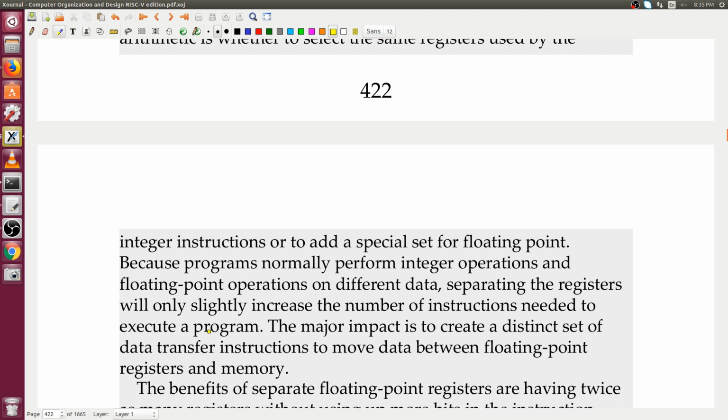So this basically says that most of the time when we're working on floating point numbers, we're going to be working on mixes of floating point numbers. And when we're doing lots of integer calculations, it's mainly integers and integers. So it makes sense in a lot of cases to keep these separate.